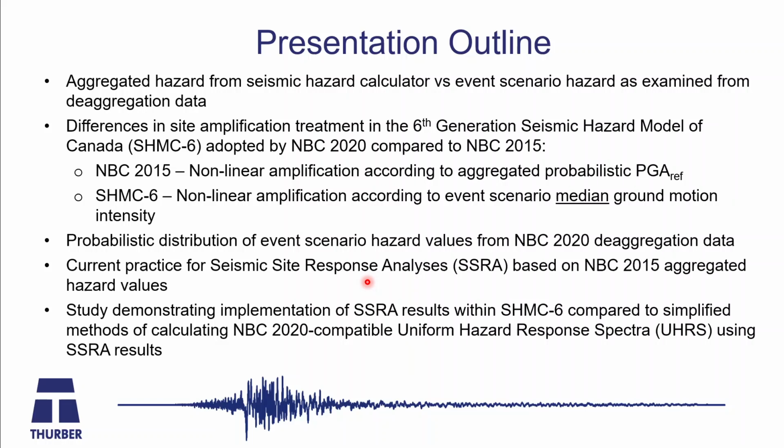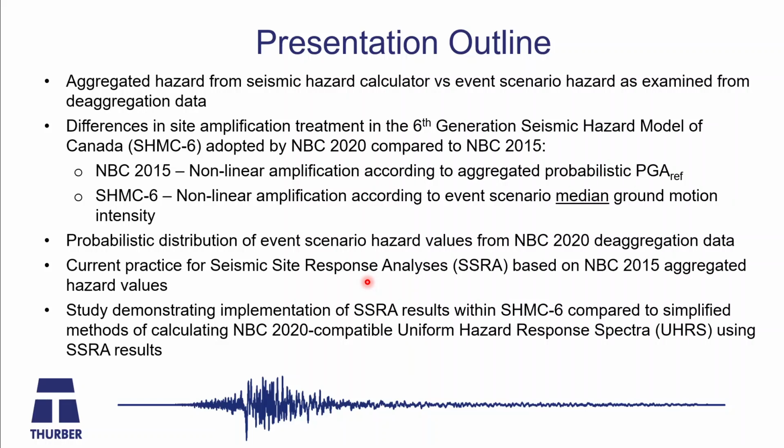These fundamental differences between NBC 2020 and 2015 really come down to the way that nonlinear amplification is treated. In NBC 2015, it's all done according to the aggregated probabilistic PGA value, whereas in the sixth generation seismic hazard model of Canada, now being used for NBC 2020, the nonlinear amplification is done according to a median ground motion intensity for each individual event scenario considered in the hazard model.